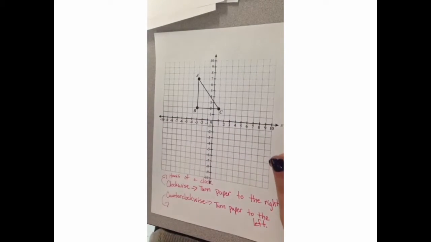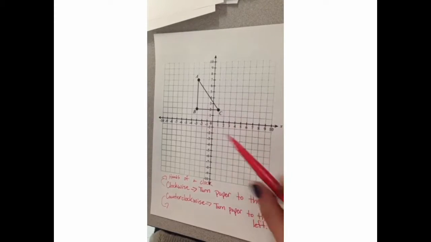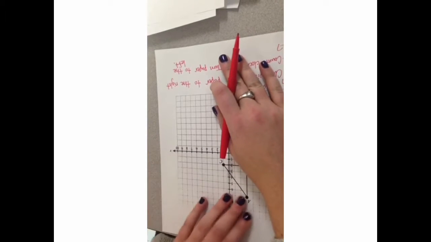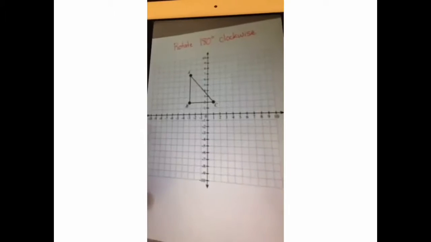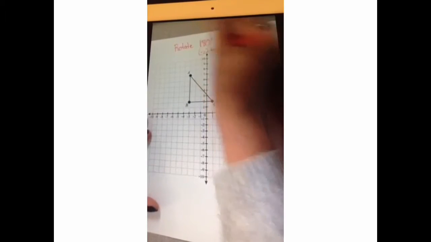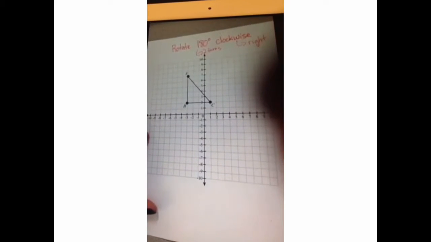Let's go back to the beginning. Let's say I wanted to do 180 degrees counterclockwise. Counterclockwise means I'm going to go to the left. So I'm going to take my paper, turn it two full turns to the left. All right, let's move into our first example. First figure, we're going to rotate it 180 degrees clockwise. 180 degrees tells me I'm going to be doing two turns, and clockwise tells me I'm going to be turning my paper to the right.